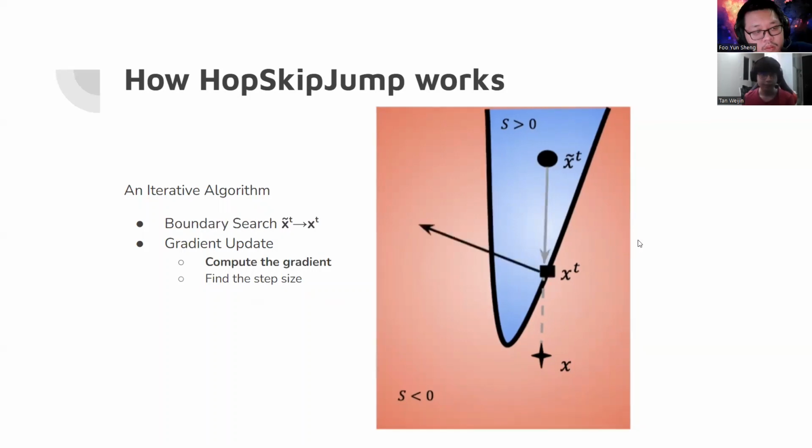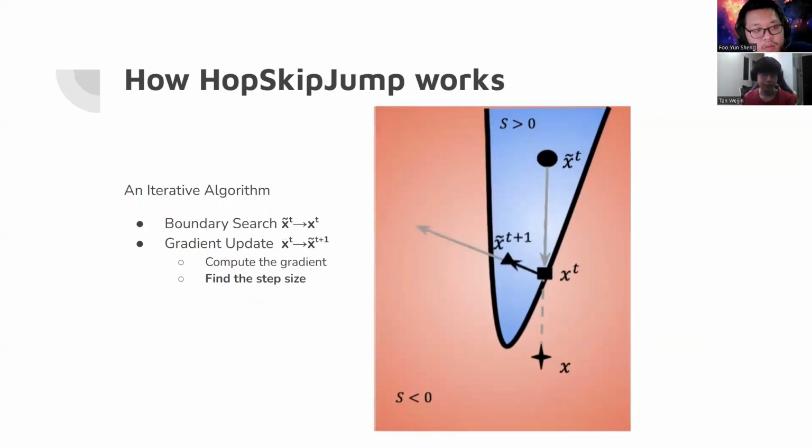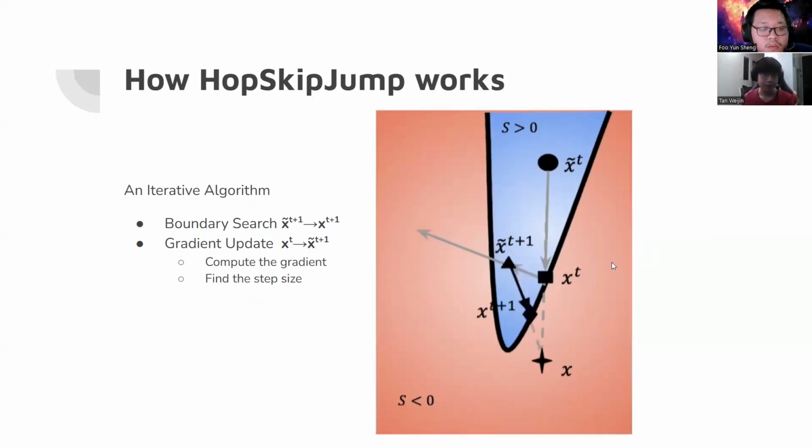In the second step, we compute the gradient at X_t, which we then use to update X_t with a pre-chosen step size, which is decreased until the updated point X_t+1 lies in the blue region. Then we do another binary search to find X_t+1. These steps are carried out iteratively until it converges.